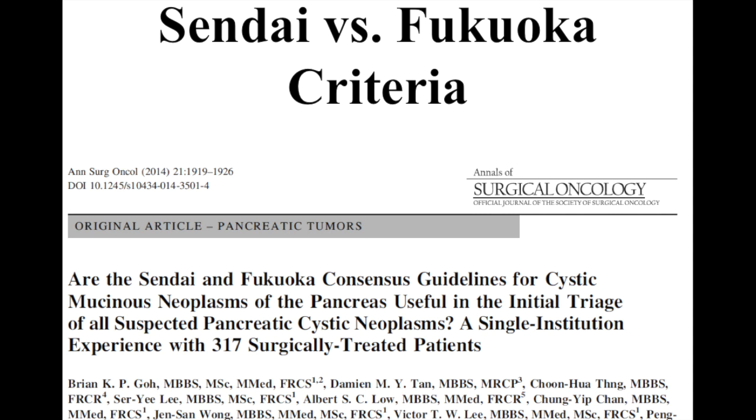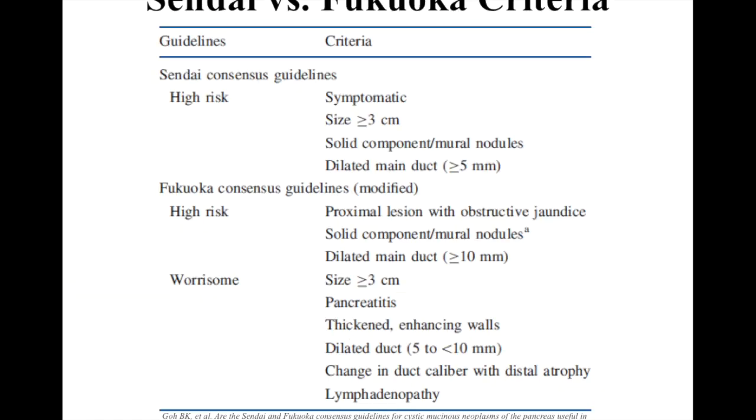So while I still have your attention, let's take a look at criteria we use to differentiate concerning versus non-concerning mucinous cystic lesions of the pancreas. And these are the Sendai and Fukuoka criteria, which were recently evaluated in a pancreatic cyst database and published in the Annals of Surgical Oncology. The Sendai guidelines split mucinous cysts into high risk and low risk, and it splits these cysts first based on symptoms, and on size, and solid nodular components, as well as main duct dilation.